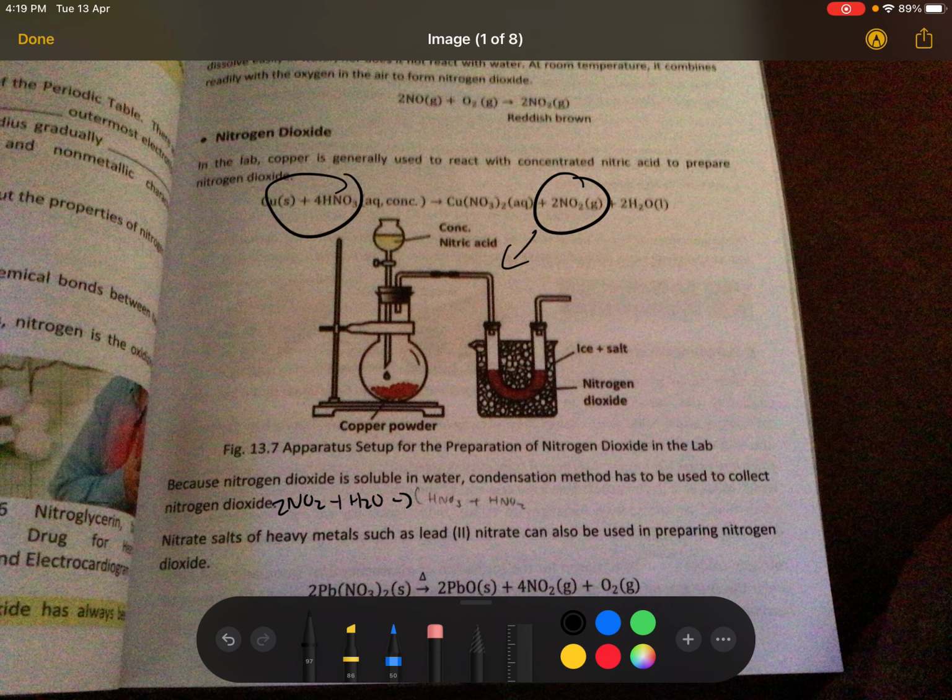So what happens is the nitric acid falls in here. It reacts with the copper powder, so it produces copper nitrate and releases nitrogen gas. The nitrogen gas goes through here, and you can see that there's this ice and salt. I'm not so sure on why you need ice and salt, but it's something to do with this condensation method.